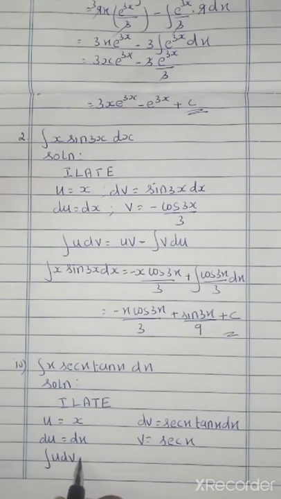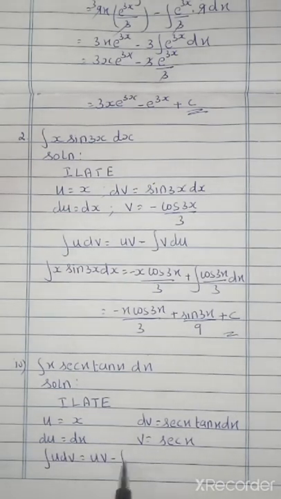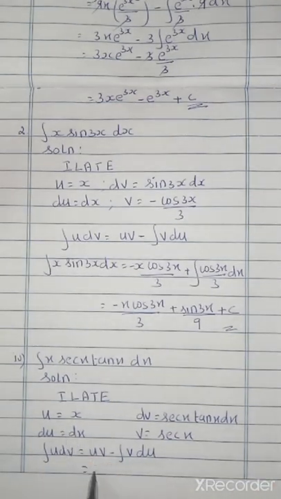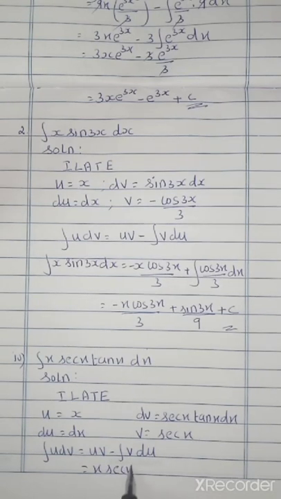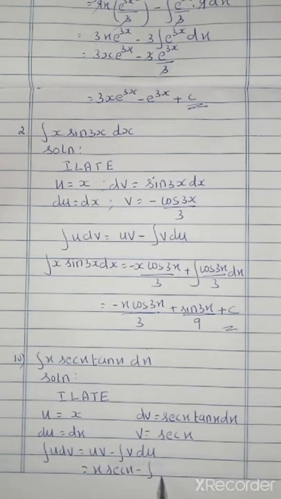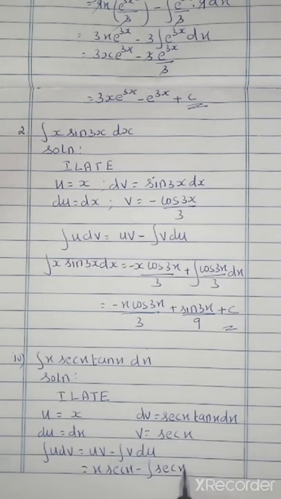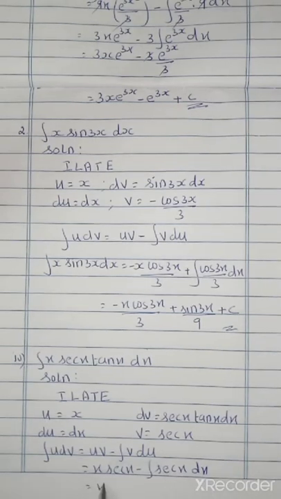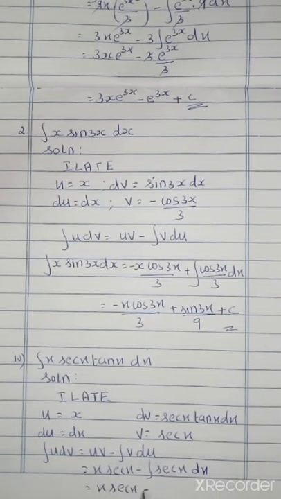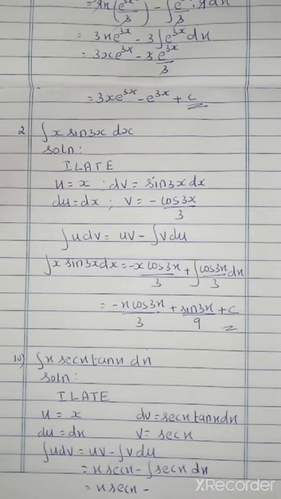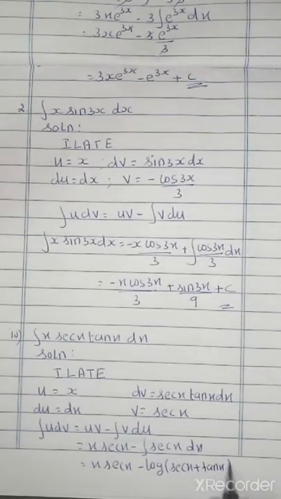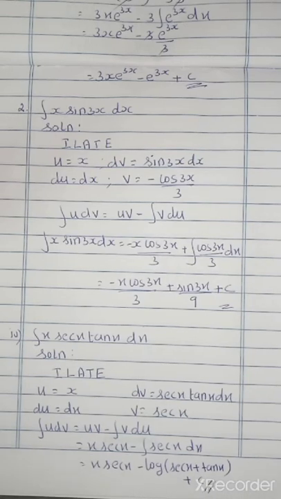So what is your formula? Integral u dv equals uv minus integral v du, correct? What is your u value? x. The v value is secant x. Minus integral v value secant x, du is dx. So the final answer will be x secant x minus integration of secant x, which is log of secant x plus tan x, plus c is the final answer.